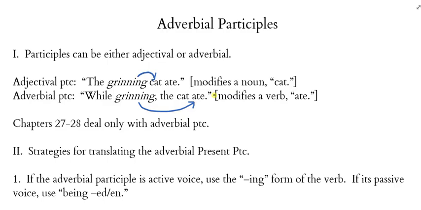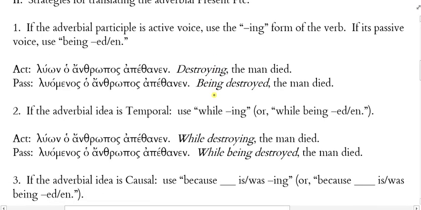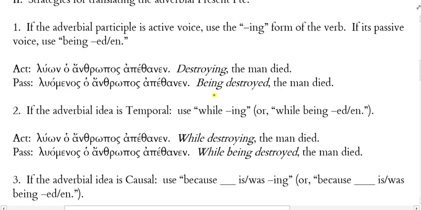Chapters 27 and 28 in Mounce deal only with the adverbial participle. We deal with the present stem participle in 27, the aorist stem participle in 28. But I want to just talk about how to think about and translate these participles here. Number one, if the adverbial participle is active voice, use the ing form of the verb. If it's passive, usually it's the form ed or en after being. So being eaten, being smoked, being written.